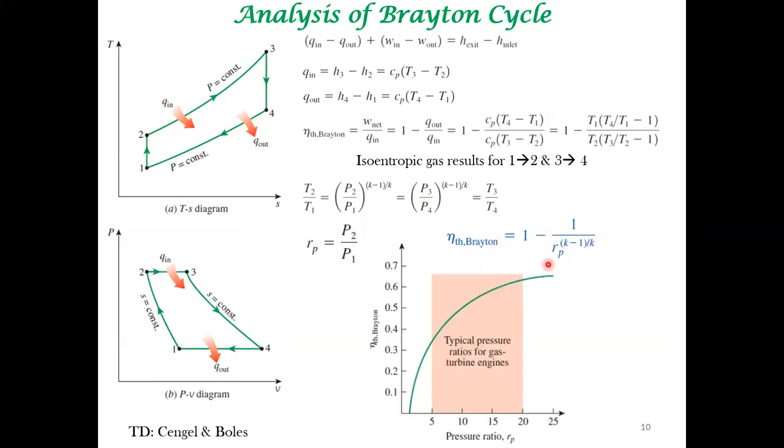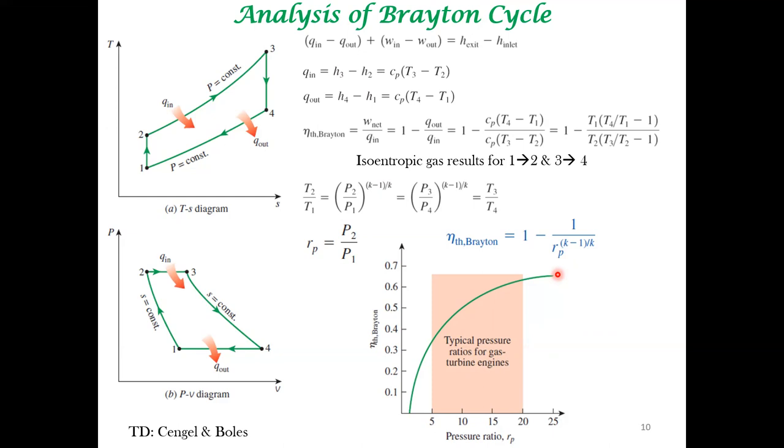If you want to have greater efficiency, you want to have greater pressure ratios. As you increase the pressure ratio, your efficiency increases. Also, that's a function of k, as usual. It is clear that the pressure ratio, if increased, increases the efficiency of the Brayton cycle.